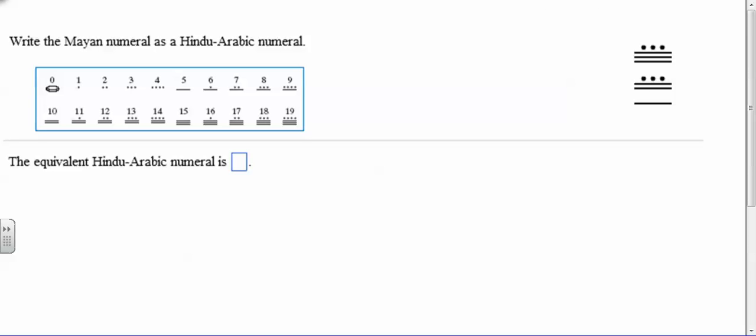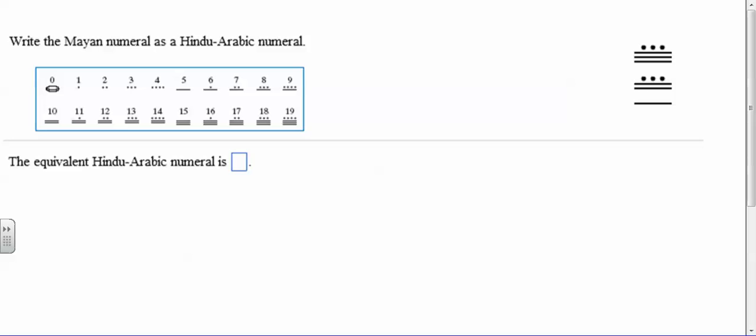This example is from MGF 1107 when we are asked to convert from the Mayan numeration system to the Hindu Arabic numeration system, the base 10 numeration system. So this is from section 4.2 when you're learning about place value or position value systems.